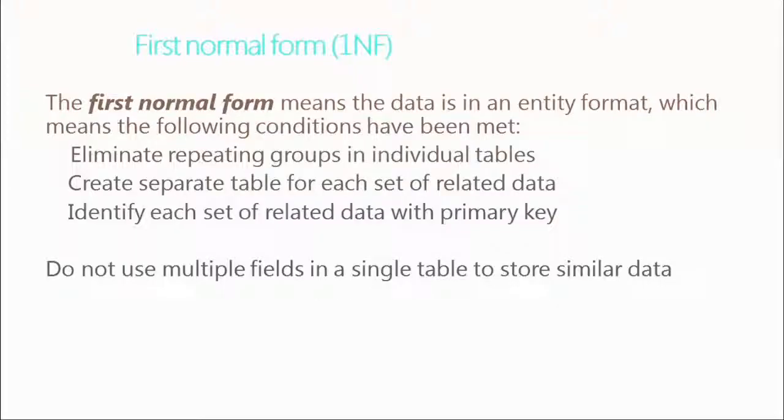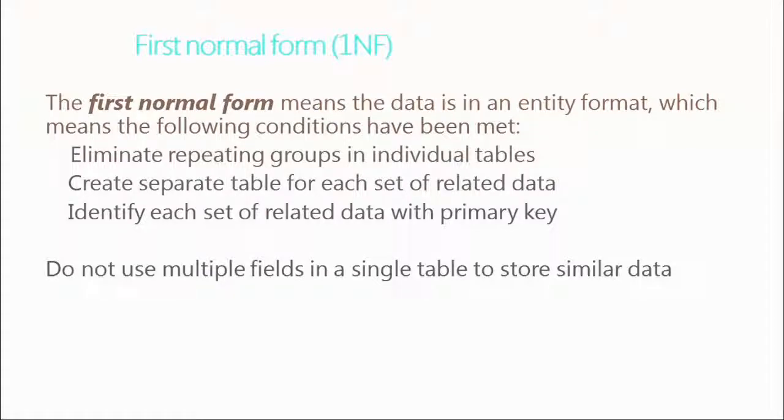Exactly. All right. So first, normalization. How do we work with our content? The first normal form means the data is in an entity format, which means all of these conditions have been met. We've eliminated any repeating groups. And by the way, we have an example of this. Okay, it looks good in print and text, but what does this mean? Well, we're going to demonstrate this for you.